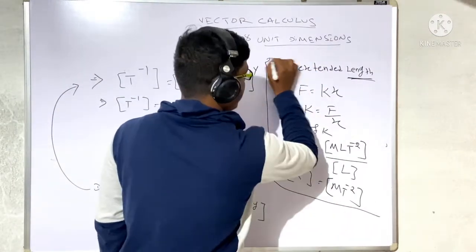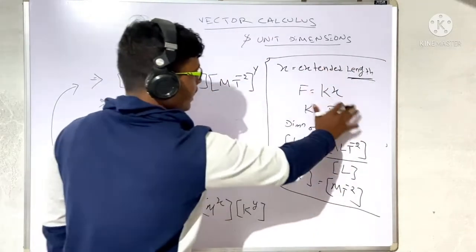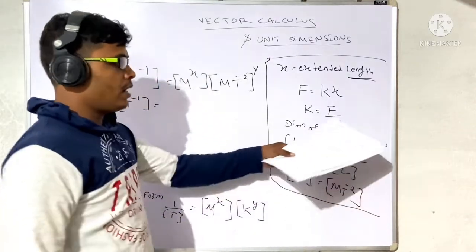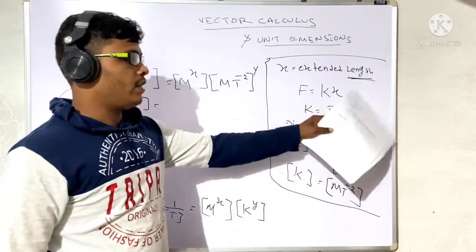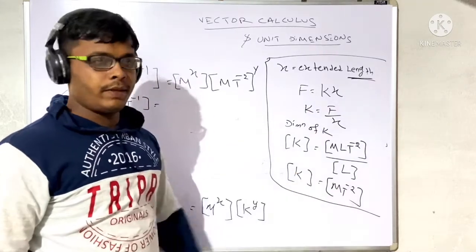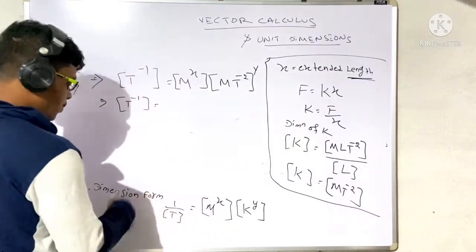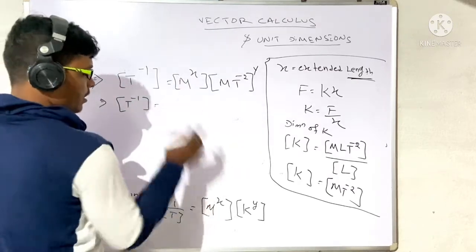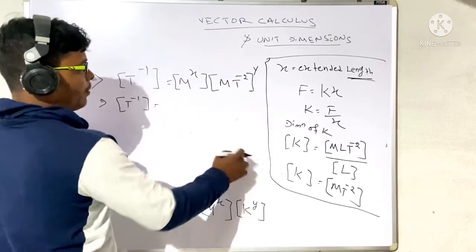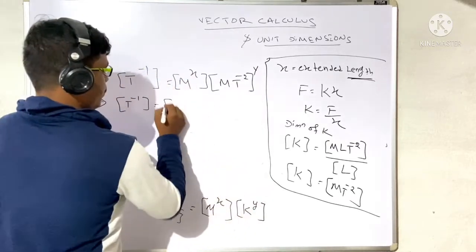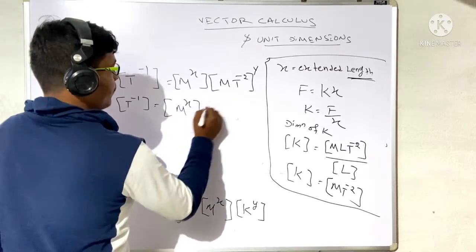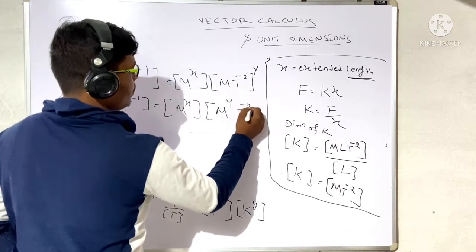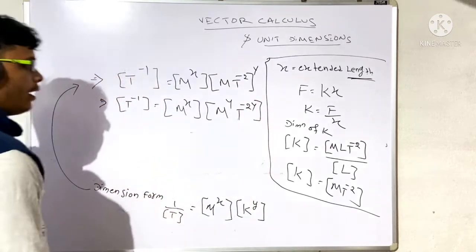This is the rough case. So this is the extended length. F equals kx, k equals F by x. Force dimension is MLT^-2 and x is the extended length with dimension L, so L cancels, leaving MT^-2. Now go to the dimension form: 1 by T is T^-1, then M^x, then k^y, so (MT^-2)^y. We can write it as M^x, then write y inside: M^y into T^-2y. So this is the formula.